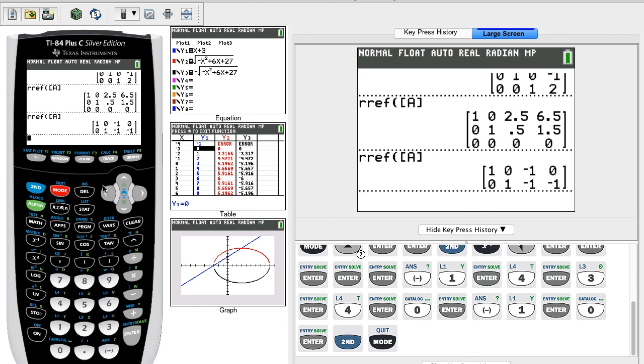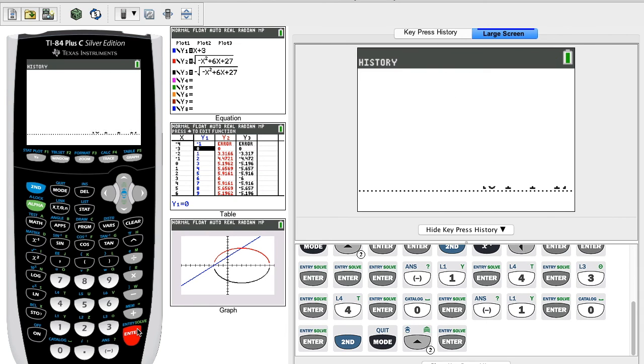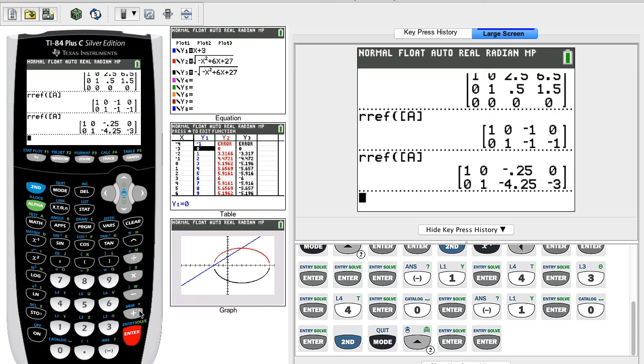And we'll do second quit. And then we're going to do our REF for matrix A for our new matrix. And we're going to get this here. Now we get these decimal numbers which aren't as nice to look at, or not as easy to work with, but that's fine. We can have decimal numbers. There's nothing wrong with that.